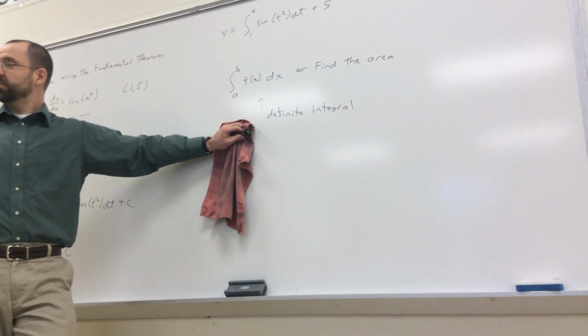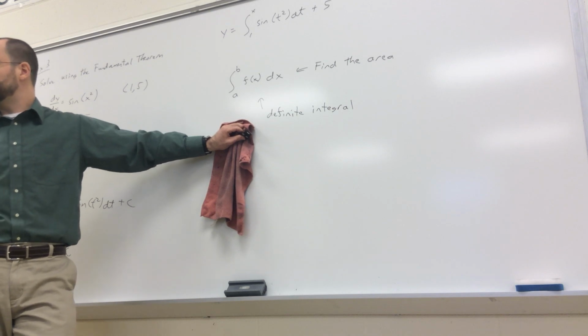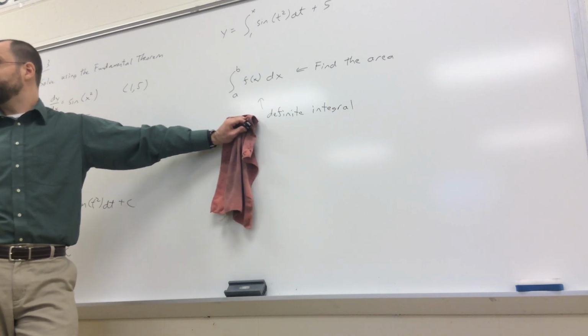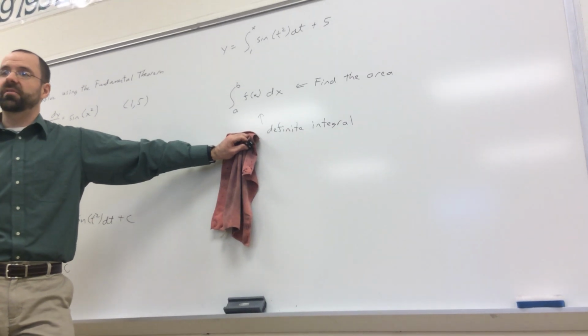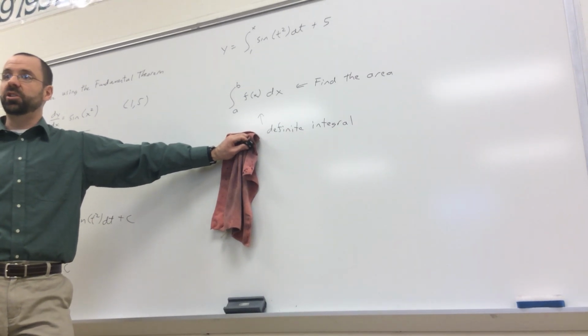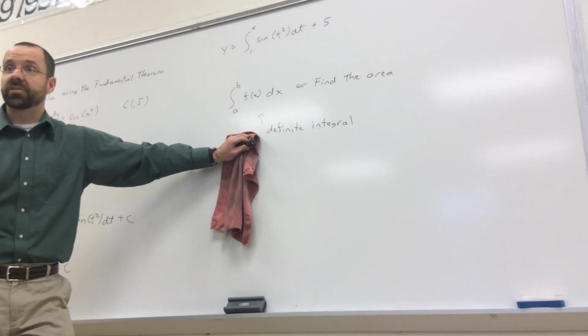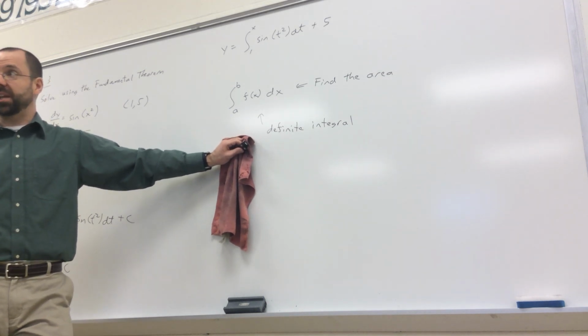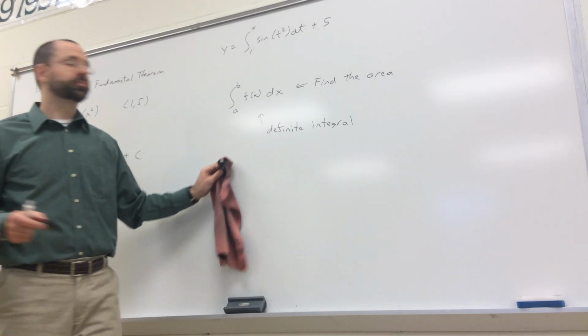So when you have the integral symbol with numbers at the top and bottom, it means find the area, and that's called a definite integral. The reason it's called a definite integral is that when you find the area, you get a number answer. One specific answer, a definite answer.